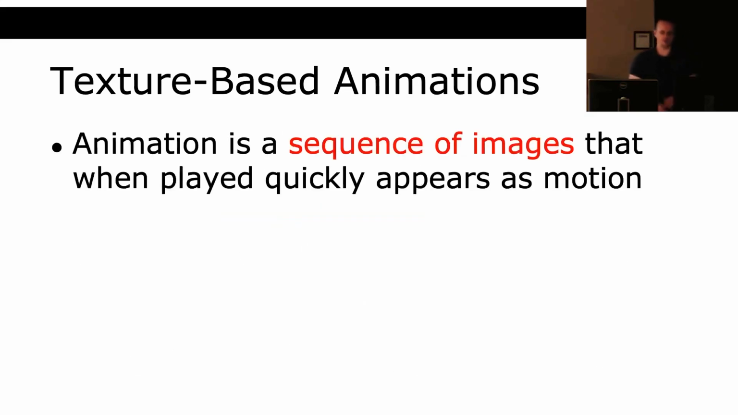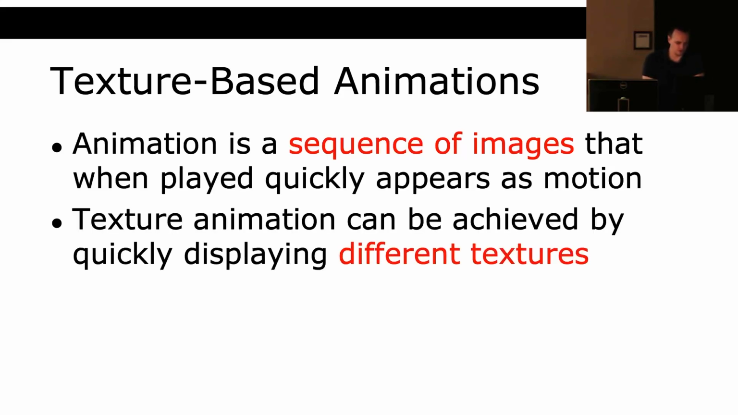So texture-based animations. Animations, of course, you all know, are a sequence of images, so a sequence of static textures that, when played quickly, appear as motion to our eyes. We are very easily tricked. And it turns out that smooth motion occurs around 20 to 30 frames per second, right? So most movies that you've ever seen in a movie theater are filmed at 24 frames per second.